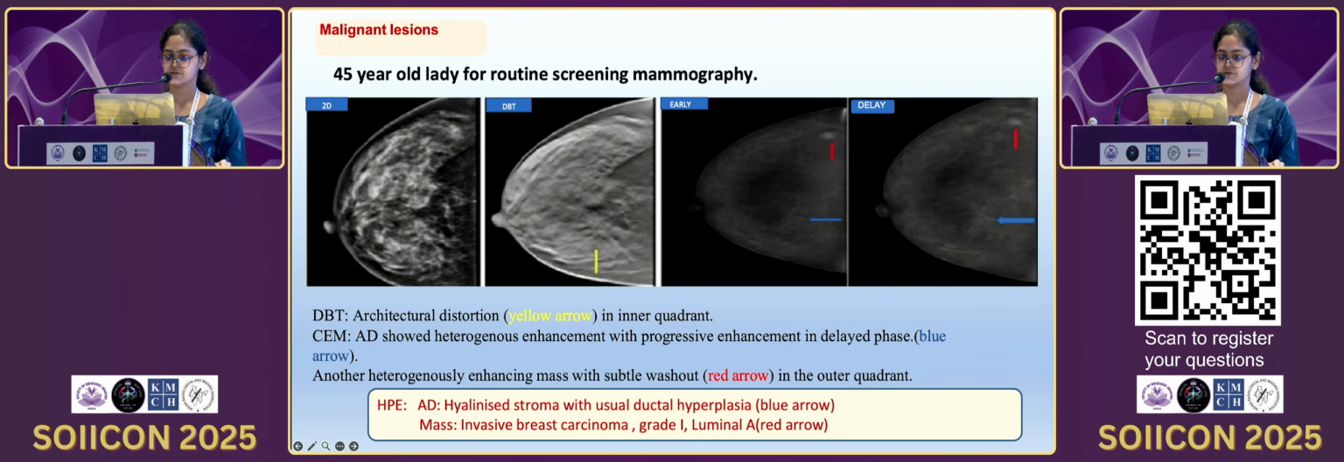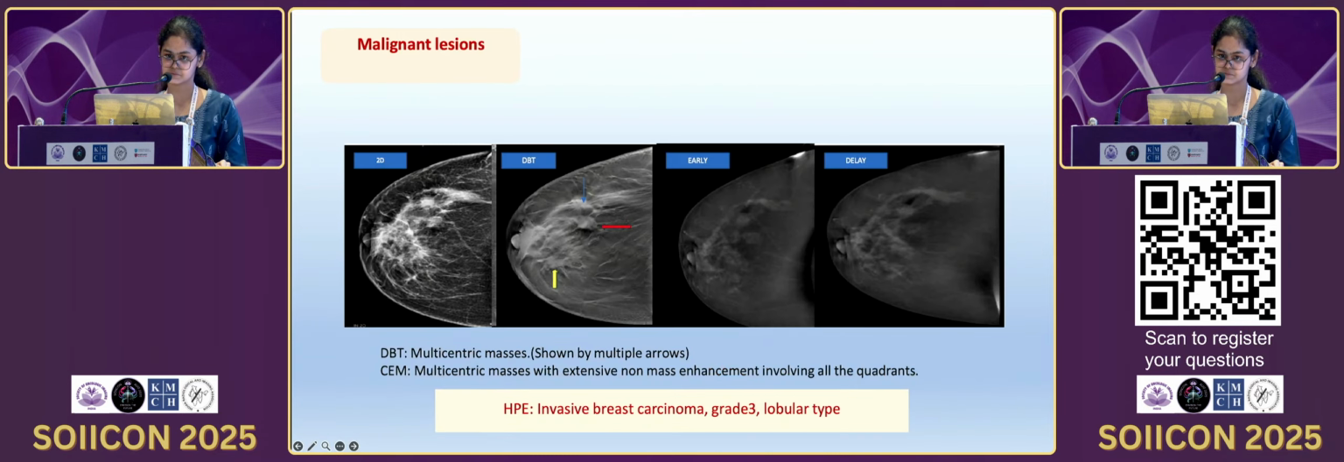And another heterogeneously enhancing mass, which was very evident in the contrast enhanced mammography, with subtle washout, was seen in the upper outer quadrant of the right breast. So on histopathology, the architectural distortion was shown to be a usual ductal hyperplasia, which is usually a B3 lesion, and the mass was invasive breast carcinoma, luminal A and grade 1.